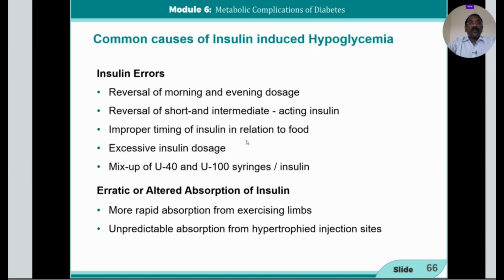Erratic or altered absorption of the insulin: there is more rapid absorption from exercising limbs. After getting the insulin, most people rub the site. When they rub, they make the insulin act very fast, so their chance of hypoglycemia is much higher. Suppose they skip the food, then definitely they get very profound and very rapid hypoglycemia.